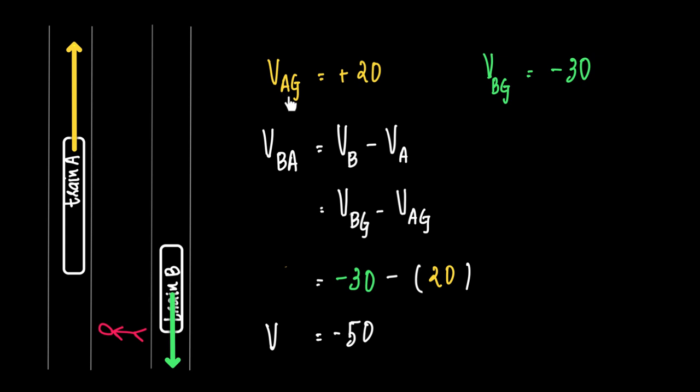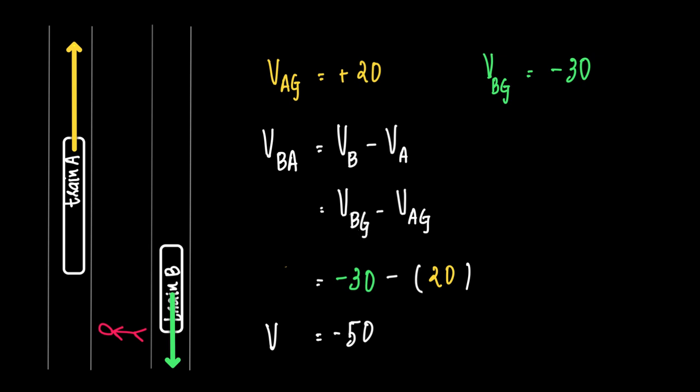So, velocity of A with respect to ground is plus 20. Velocity of B with respect to ground is minus 30. In which case, what is velocity of B with respect to A? It is velocity of B as seen from A, which is equal to velocity of B minus velocity of A. What is velocity of B? It is the velocity of this train B with respect to the observer being ground. It is velocity of B with respect to G.